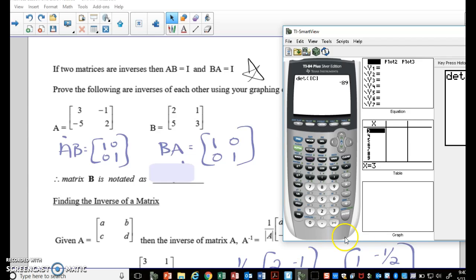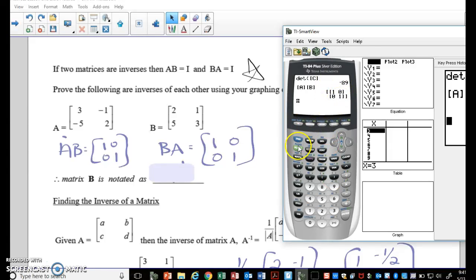So let's plug in these 2 matrices into our calculator. We're going to stick with the 2 by 2, so we got 3, -1, -5, and 2. Second matrix, over to edit, number 2, 2 by 2, good, 2, 1, 5, 3. Alright, so let's test it out. Let's do second matrix, we want A times B. Ooh, that's what we get, the identity matrix.